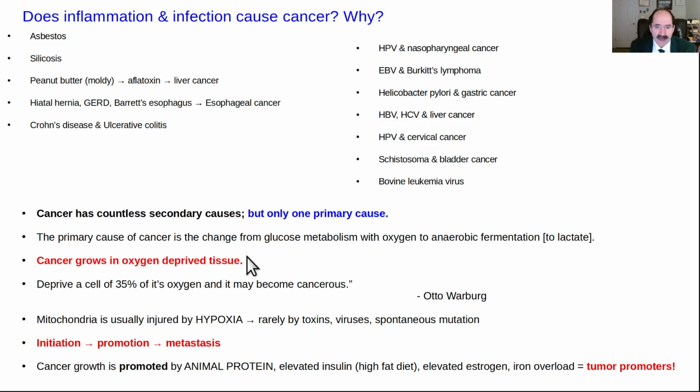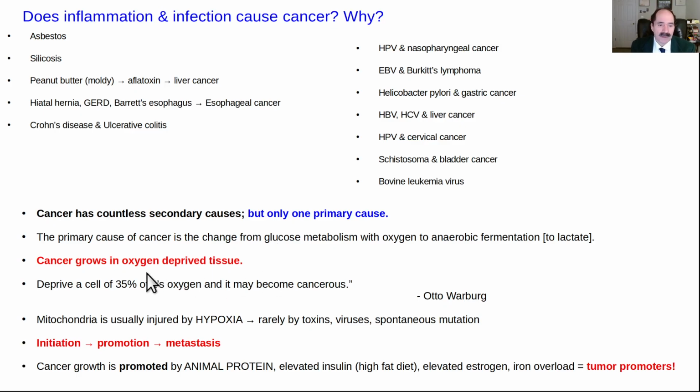And here's the quote from Otto Warburg. Cancer has countless secondary causes. That's why you hear this is carcinogenic, this is carcinogenic, this is carcinogenic, but that's not really the main point. The main point is there's only one major cause of cancer, and that is hypoxia, a lack of oxygen damaging the mitochondria. There are rare other things that will damage the mitochondria, but that's the most important point to get. Hypoxia is the most common reason to damage mitochondria.